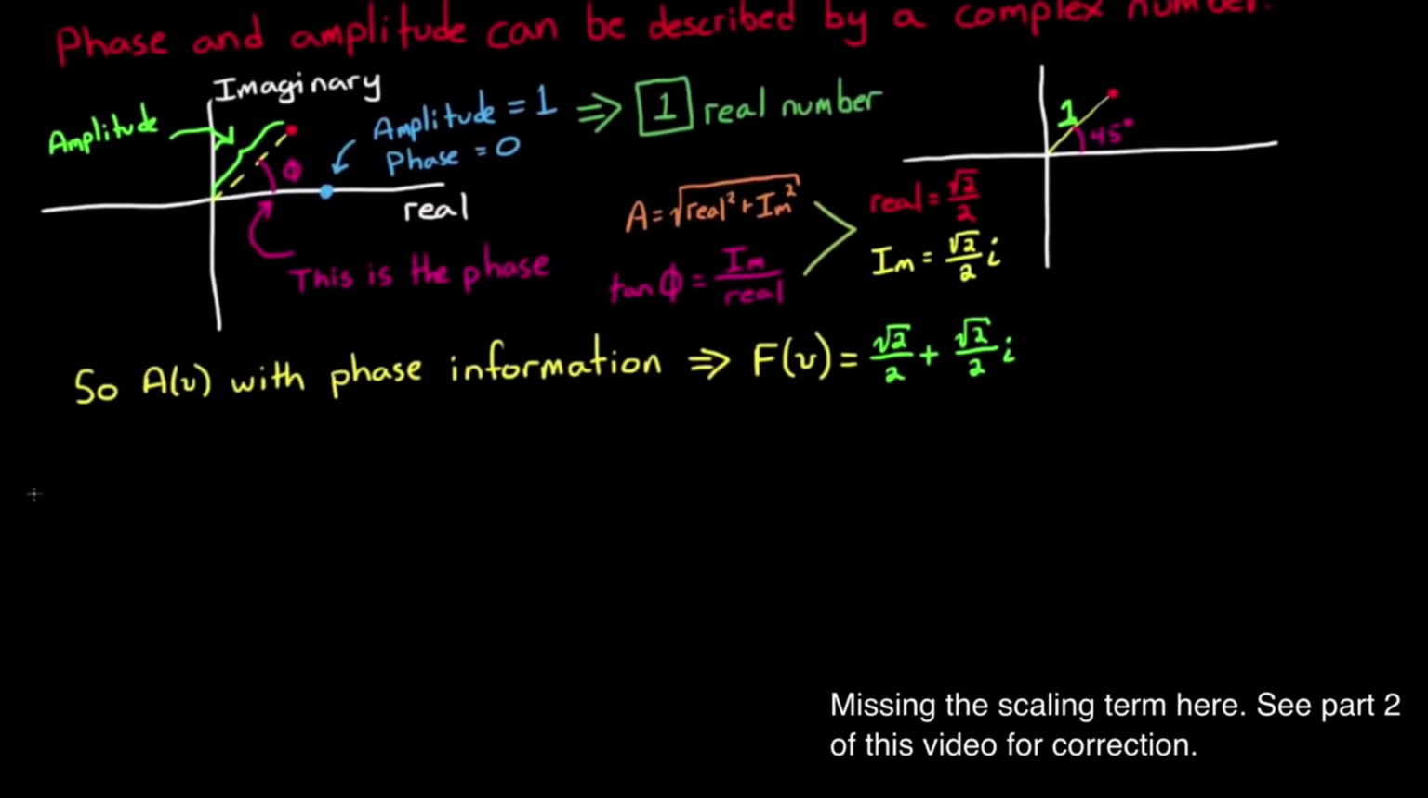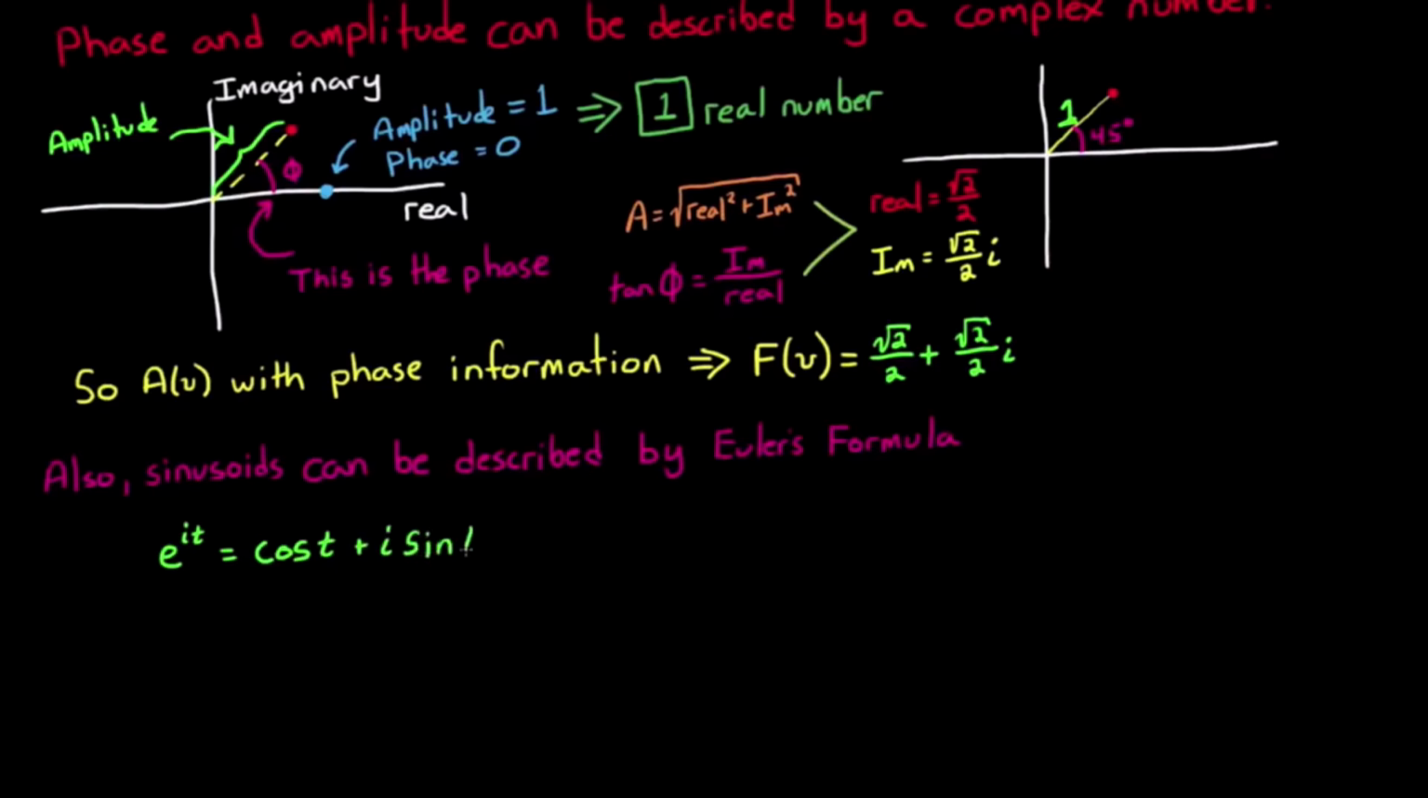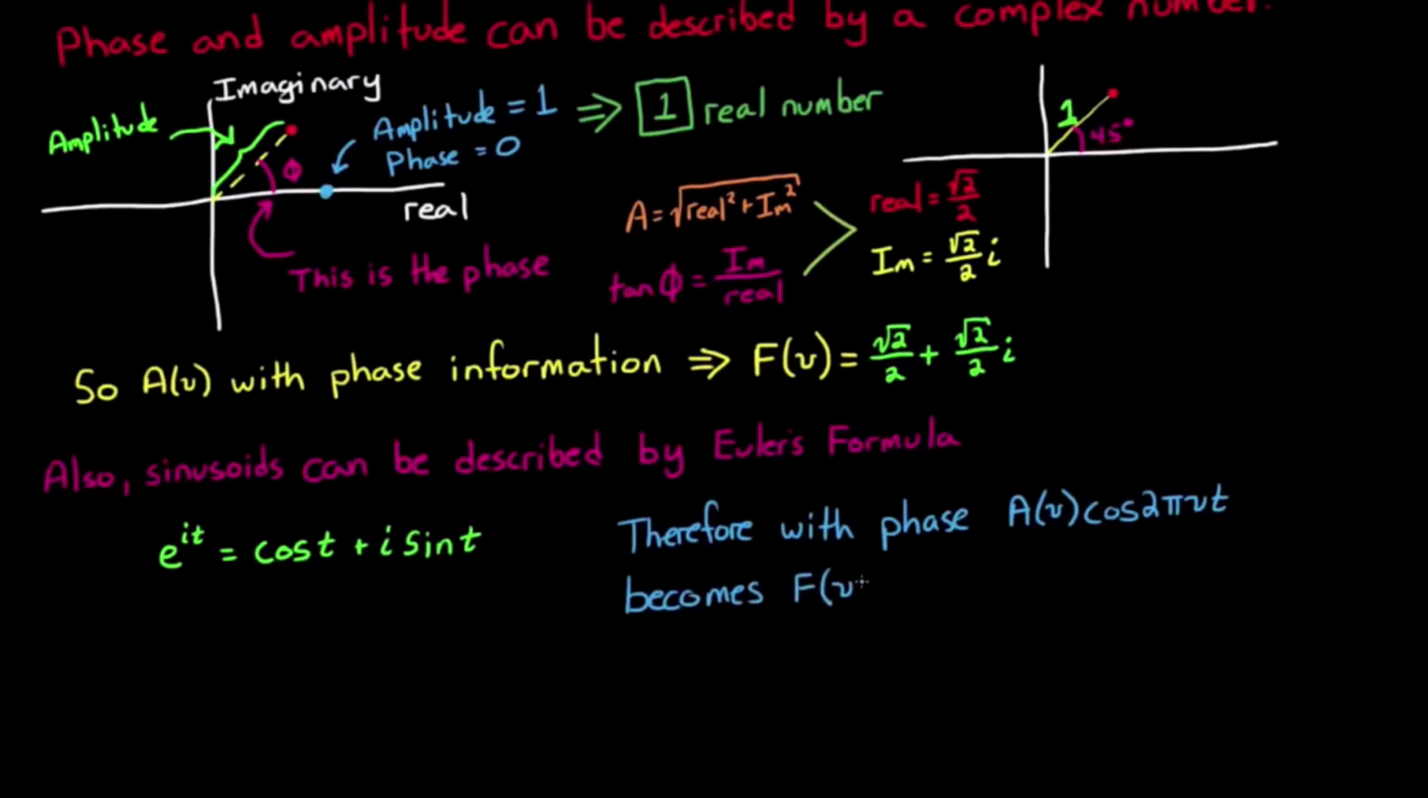Additionally, we can describe sines and cosines in the complex plane using Euler's formula, which can be written like this: e to the it equals the cosine of t plus i times the sine of t. So now, with the added phase information and writing things in the complex form, amplitude times the cosine becomes the function of nu times Euler's formula. And this new equation can handle complex inputs.